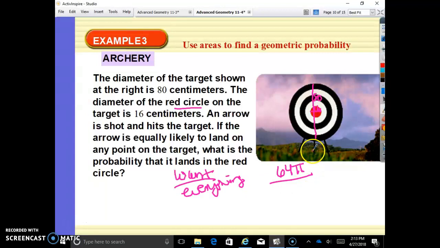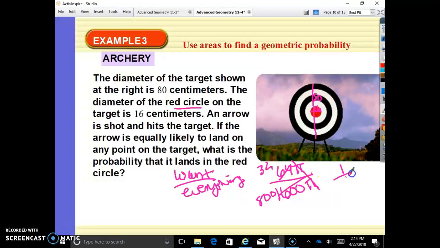If the diameter is 80, the radius is 40. 40 squared, pi r squared, is 1600 pi. The pi's cancel out. 64 over 1600 is going to reduce to 32 over 800, and then 32 over 800 is going to reduce to 1/25th.